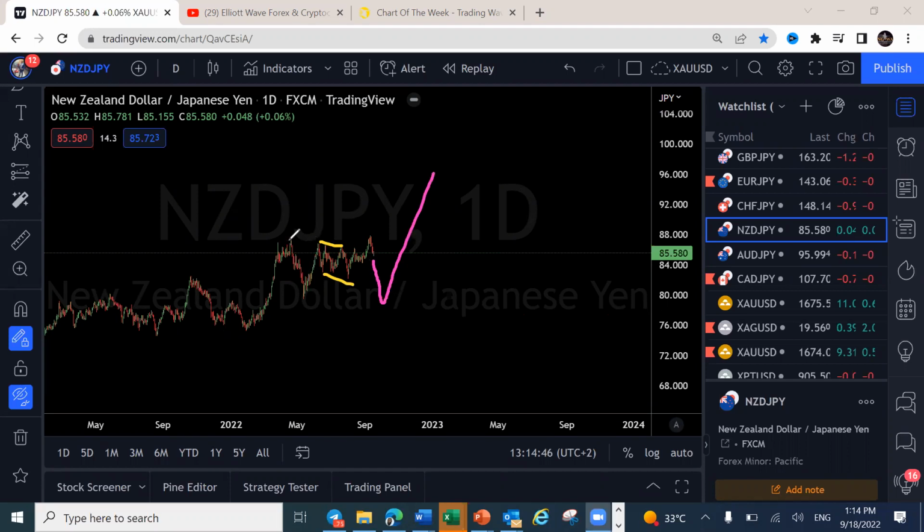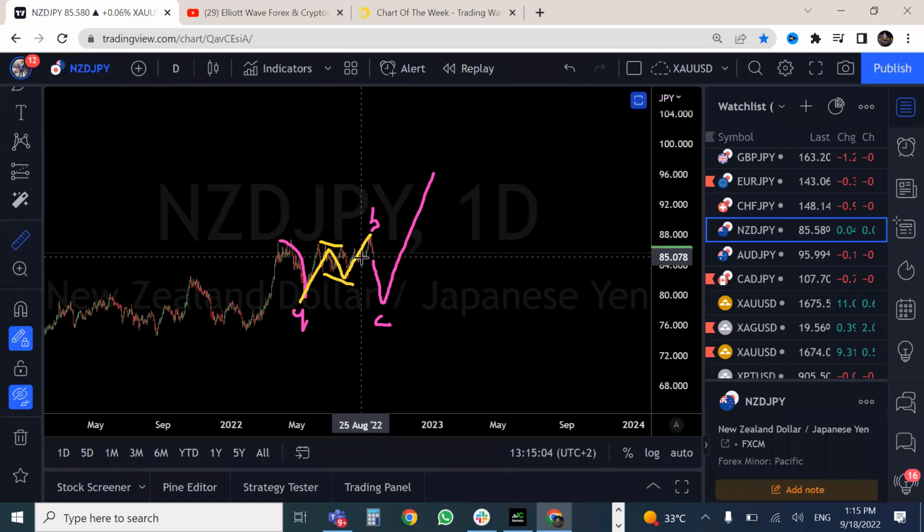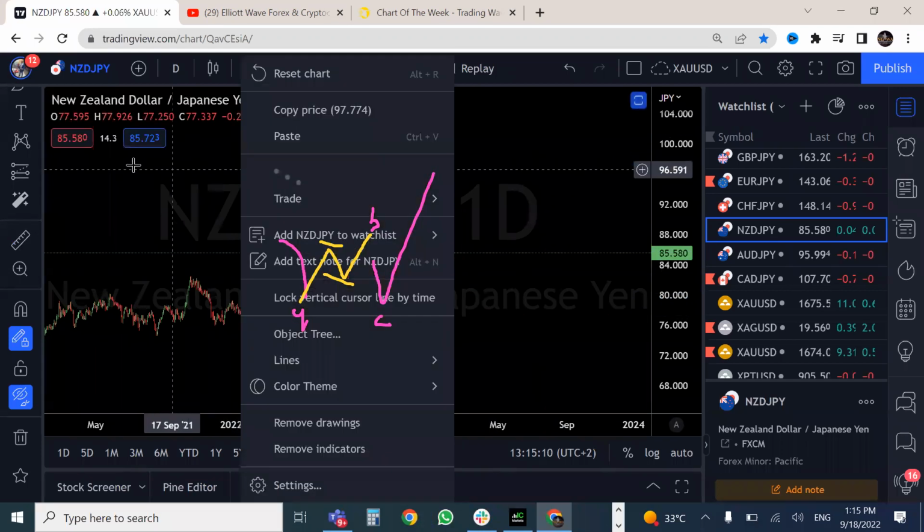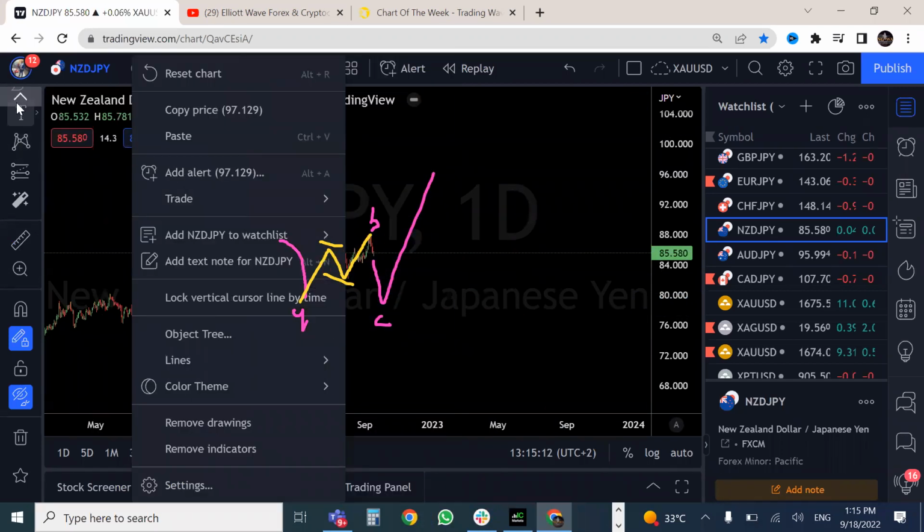So that will be making this a flat correction, which would be an A, a B, and a C corrective structure here. Let's show this one in yellow. 1, 2, 3. Then we come down. So we'll be monitoring this one here for a continuation to the downside. Now, this is quite a big move, it's not a small move, because we are on the daily. If you look at this, that is about 620 pips. So let's monitor that. Let's watch it and see how it's going to play out.